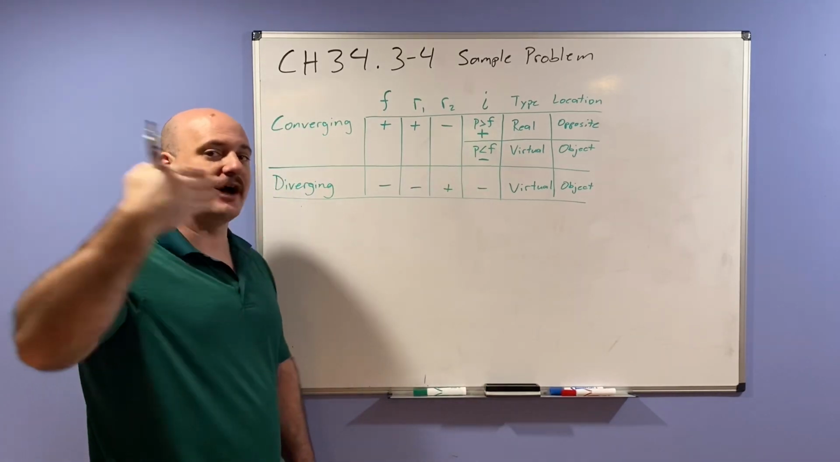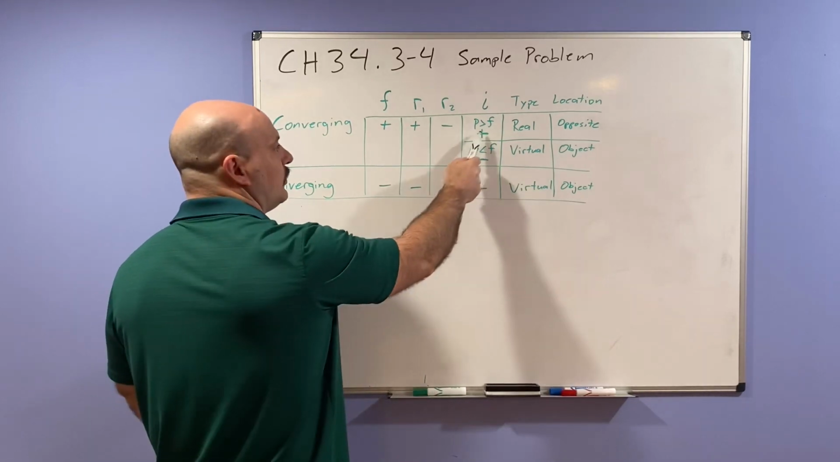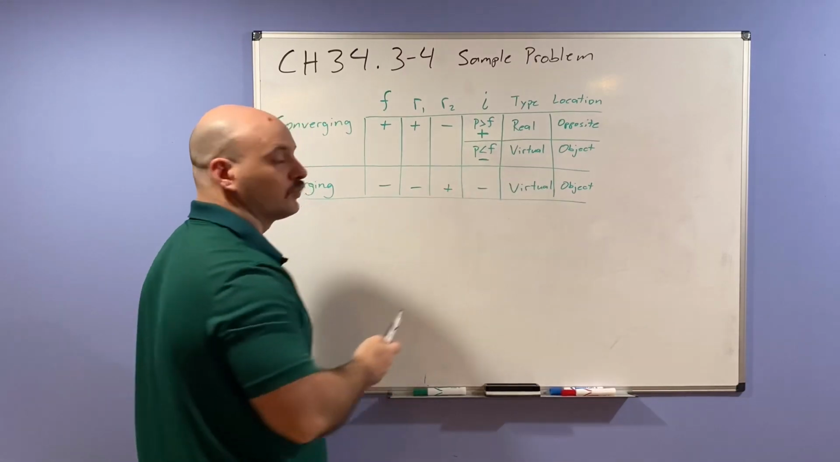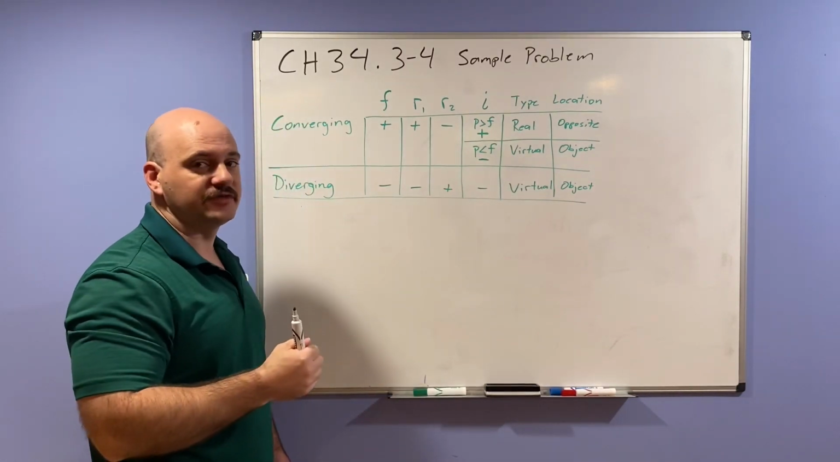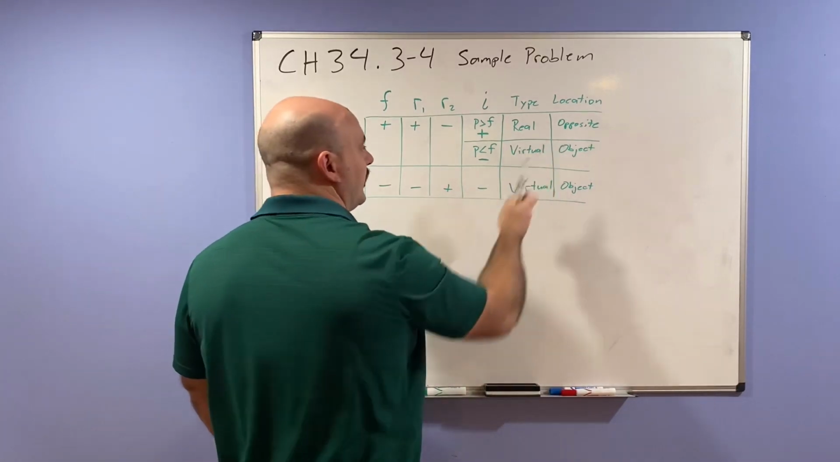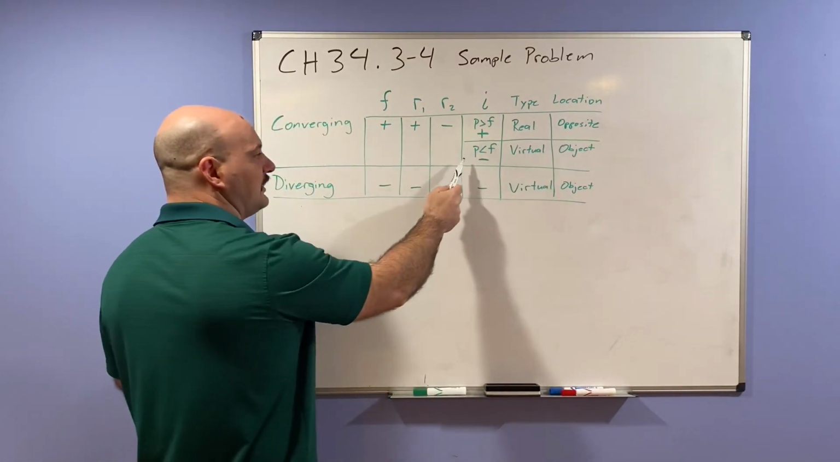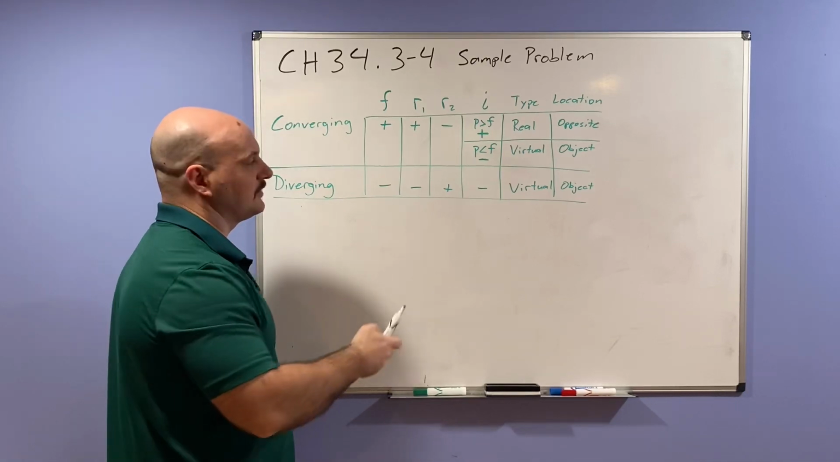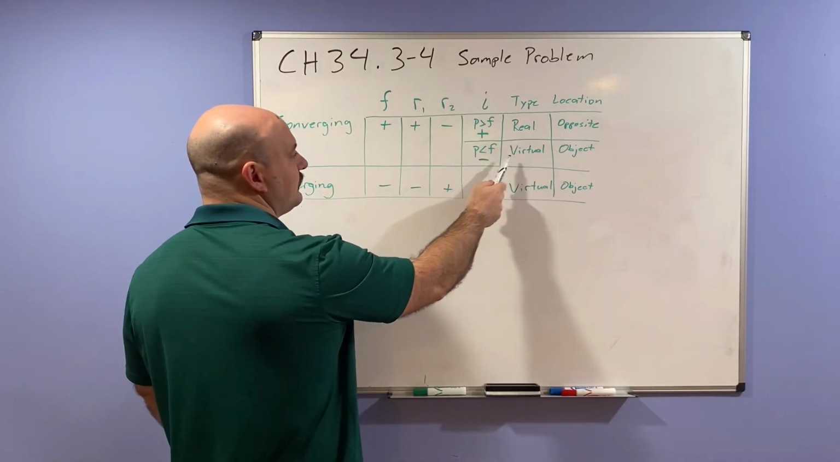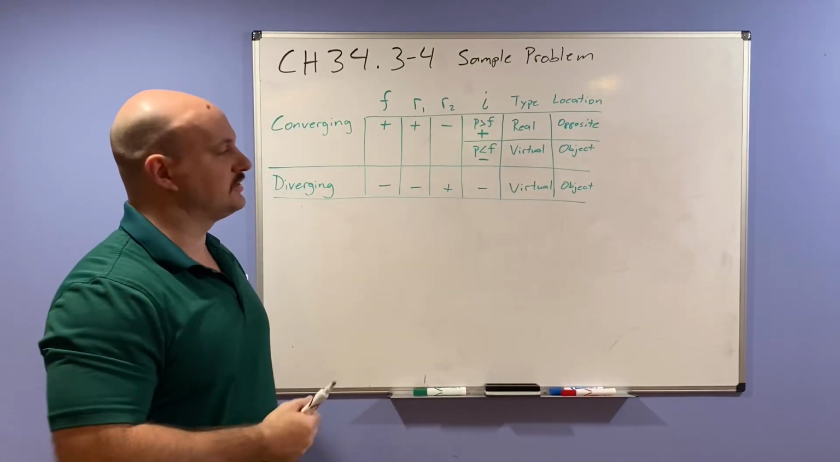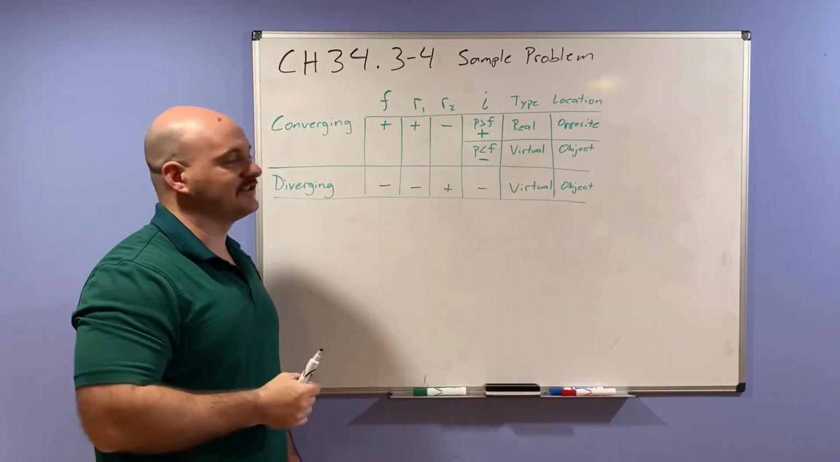If the object is outside the focal length, then we'll have a positive image distance, which is associated with a real image. And real images form on the opposite side from the object on lenses. On the other hand, if the object is inside the focal length, right? If the object distance is less than the focal length, then you'll get a negative image distance, which is associated with a virtual image. Virtual images form on the same side as the object.